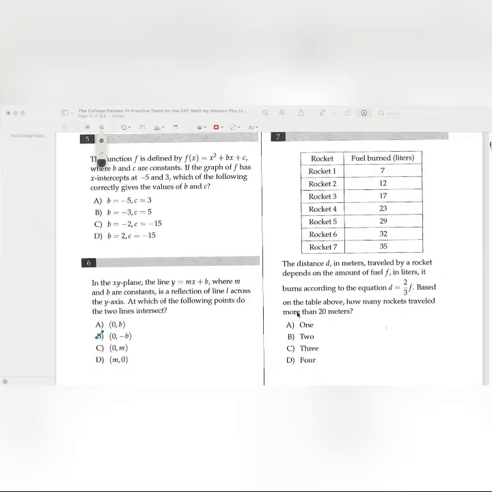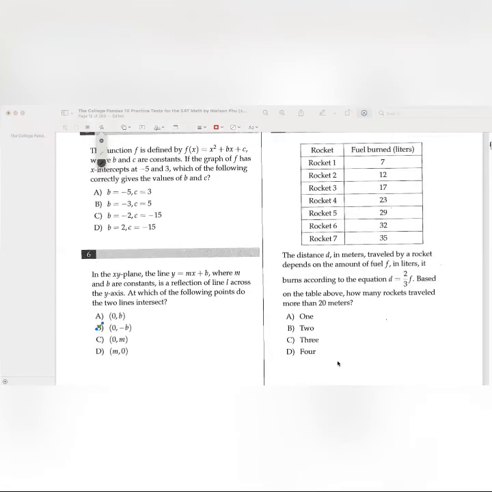Go to 7. Distance is traveled by rocket. Based on the table, how many rockets traveled more than 20 meters? Okay, so distance equals 2/3 of F, where F is fuel in liters. Okay, so 2/3.